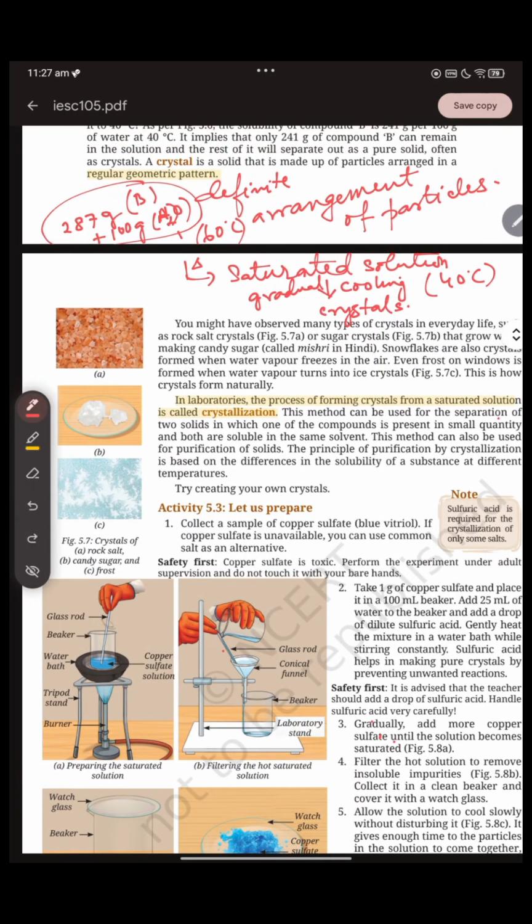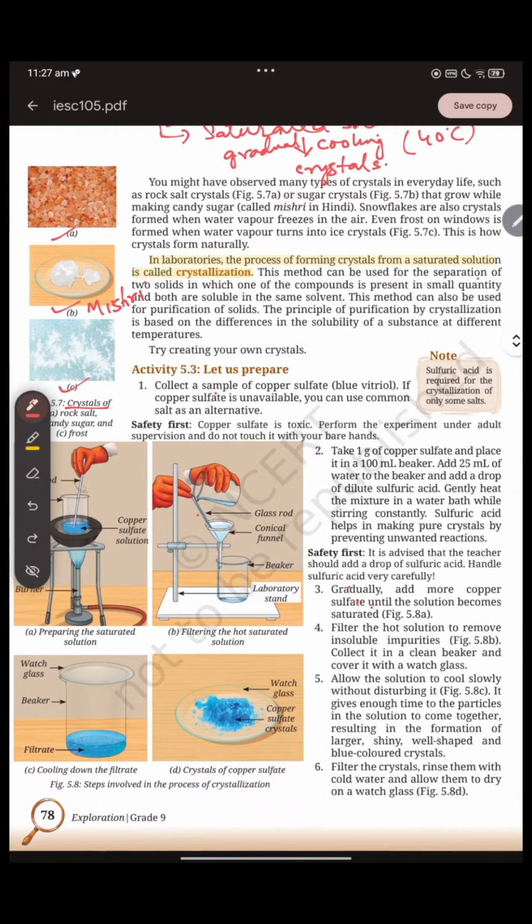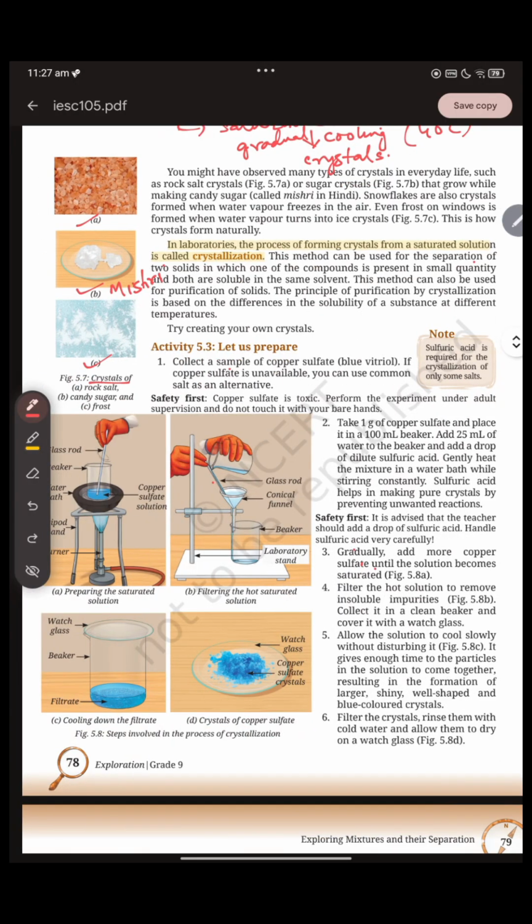Some of the crystals of rock salt, candy sugar means misri, and then frost is here. These are the natural crystals which you get to see. Now when you do this crystallization in the lab, how do you do it? What is the process? This is the activity which is in relation to it.